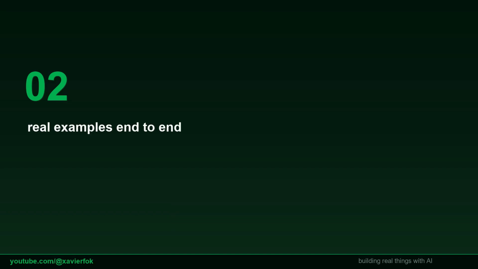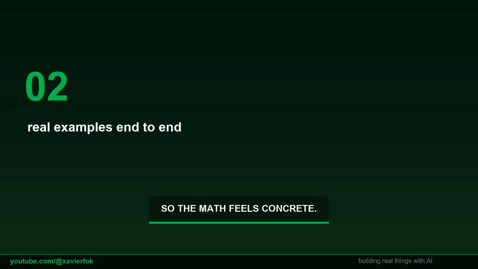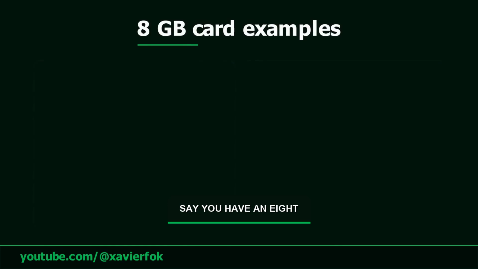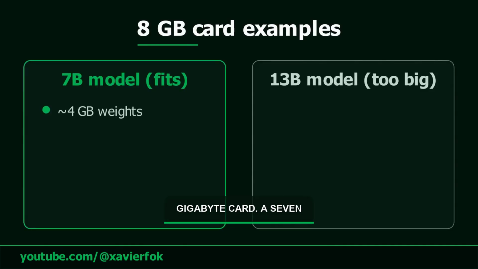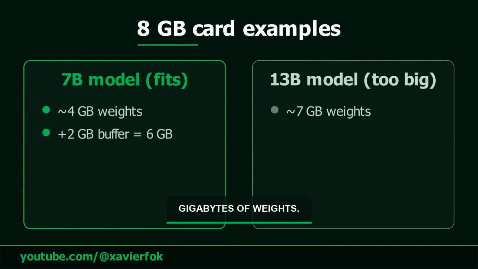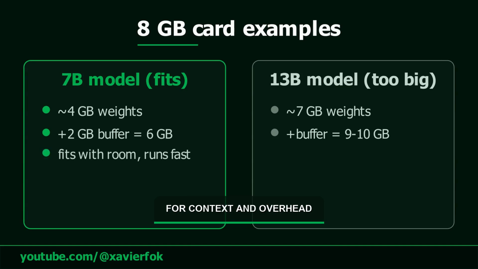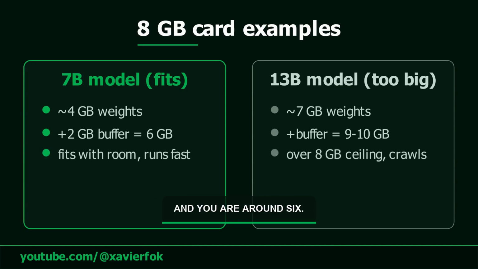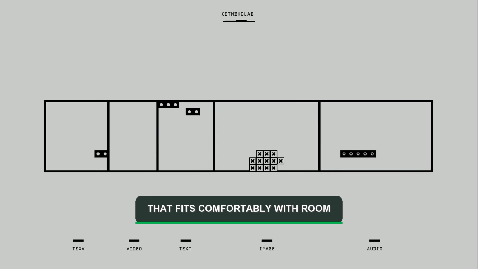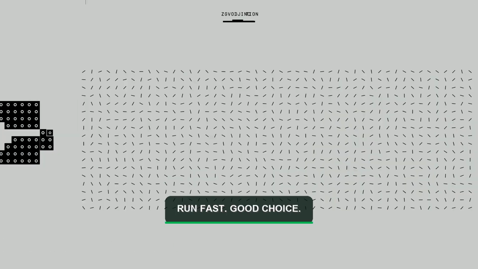It is not unreliable. It is just full. Let me walk a couple of real examples end to end so the math feels concrete. Say you have an 8 gigabyte card. A 7 billion parameter model at 4 bits is about 4 gigabytes of weight. Add a couple of gigabytes for context and overhead, and you are around 6. That fits comfortably with room to spare, so it will run fast.